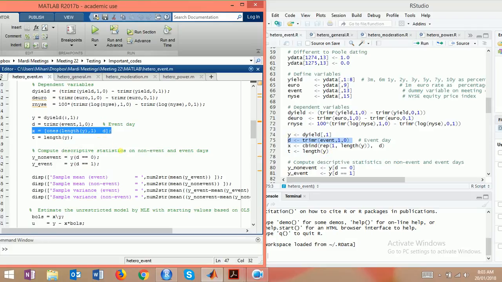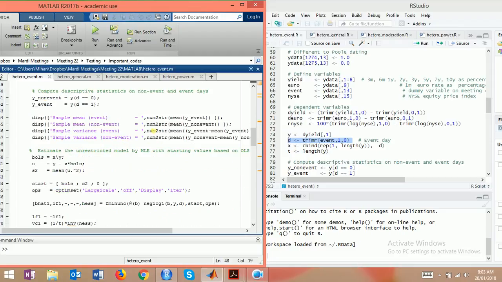So replicate 1 for length of y times, replicate 1 y times d, column bind them. They should be in column, that is x, and length of y.